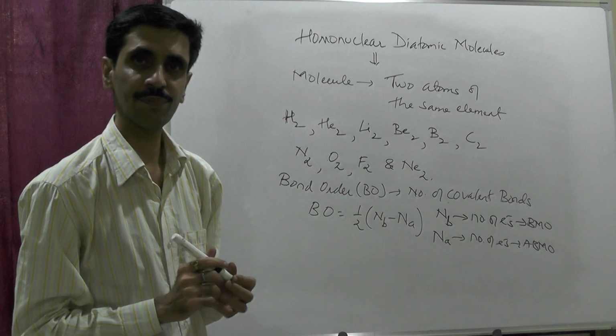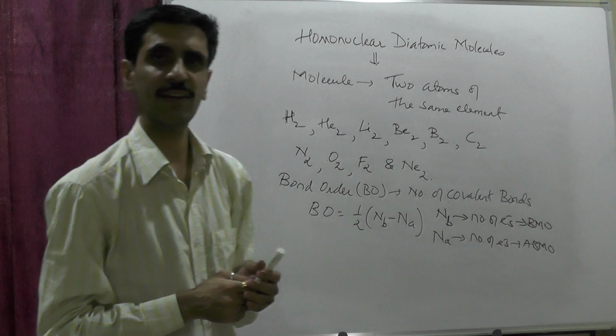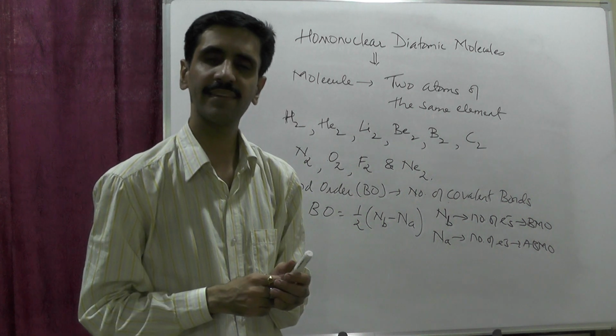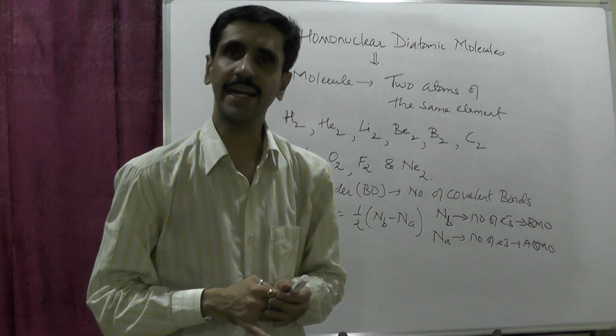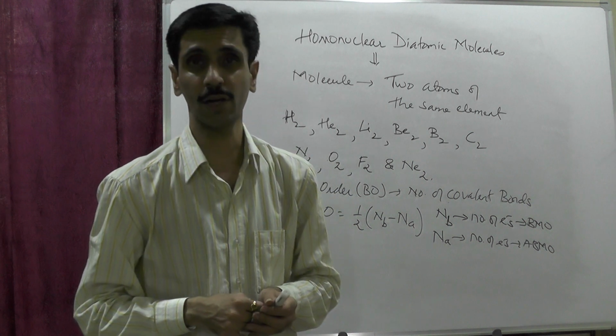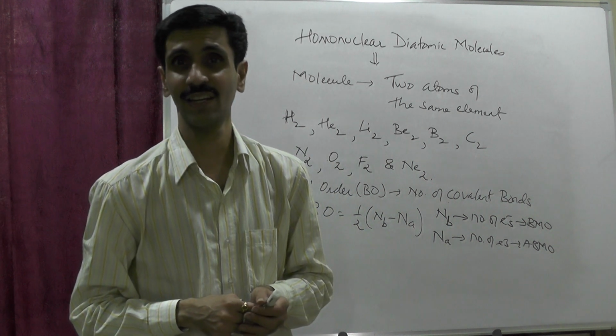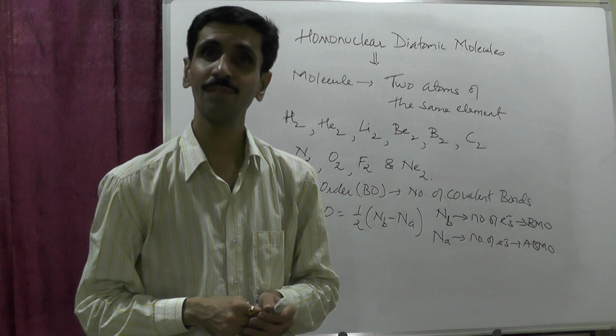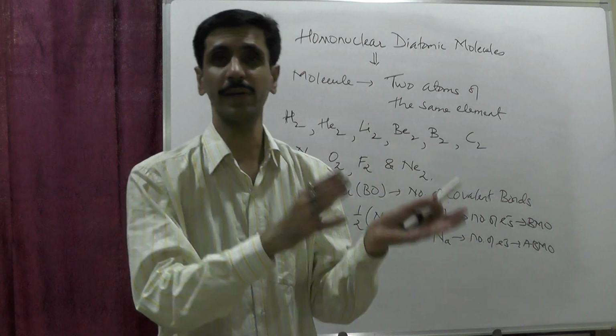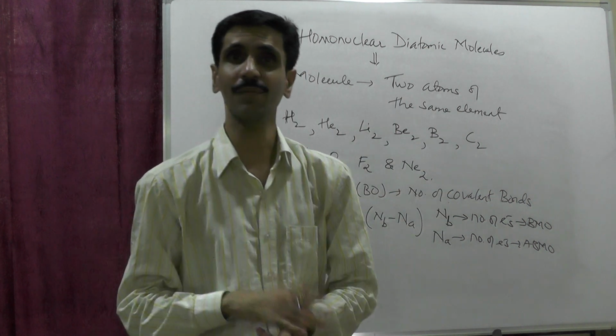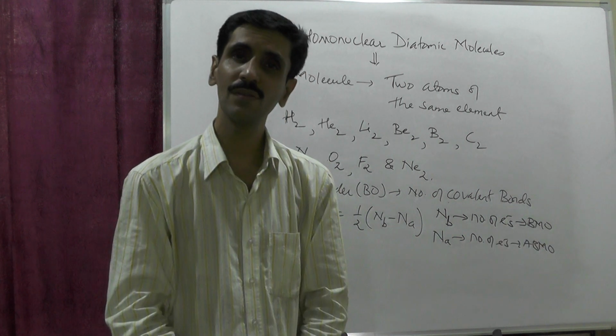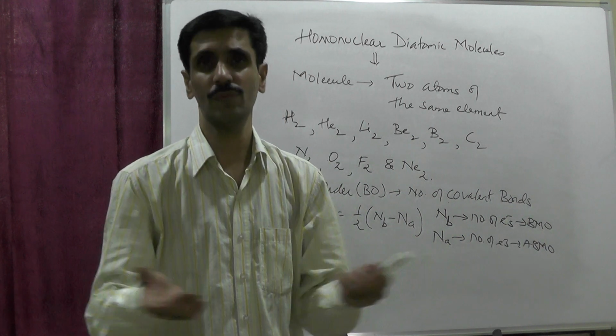अब यहाँ पे दोस्तों याद रखिएगा, most important is, many times what the students feel is Nb means number of bonding molecular orbitals and Na means the number of anti-bonding molecular orbitals. That's wrong, my dear friends. Because in most of the cases, the number of bonding molecular orbitals and number of anti-bonding molecular orbitals are same. So the answer will come out as 0. So bond order 0.